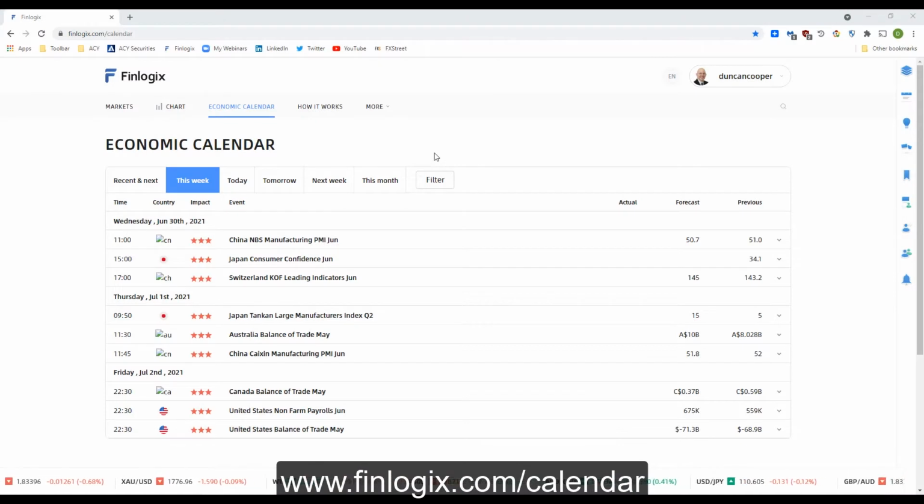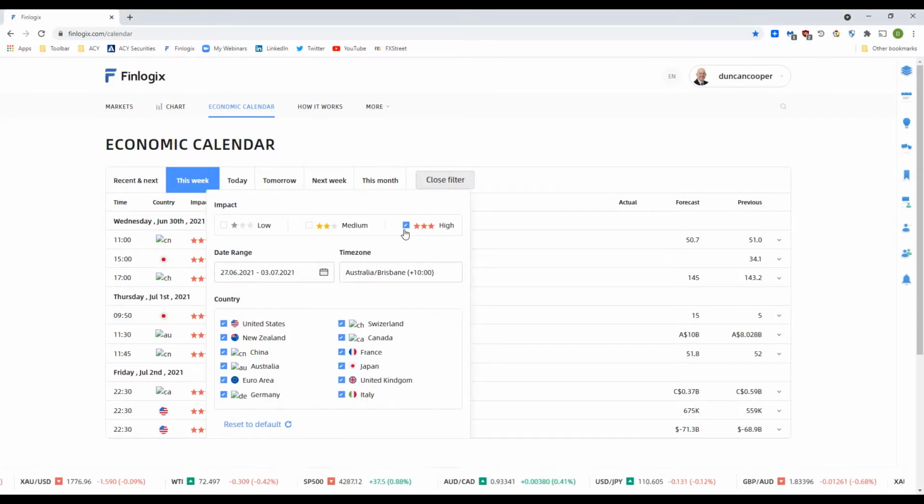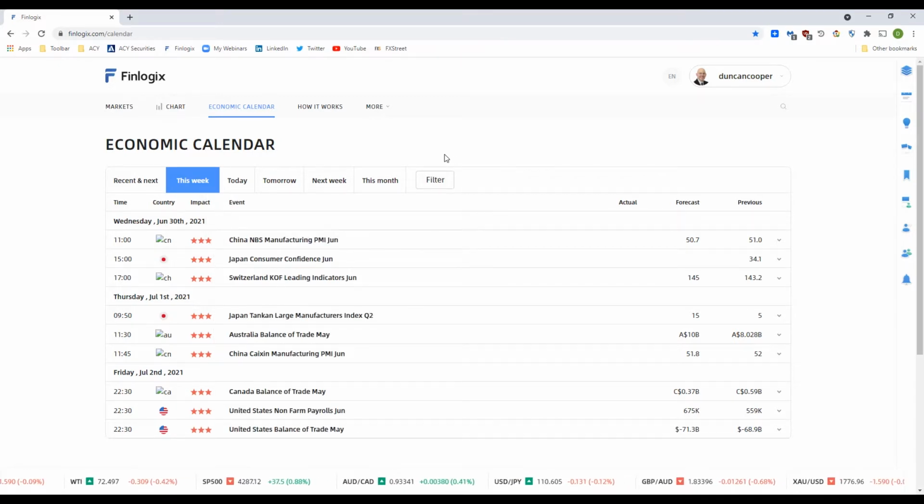Hi traders, just on the economic calendar at FinLogic, and I've filtered out just the high items for the week. So I just want to see what news items can affect the Aussie dollar, Japanese yen. That's the one I'm reviewing today. So into Wednesday we've got China news coming out and Japanese news. NBS manufacturing for China and consumer confidence. Those two things could affect the Aussie yen.